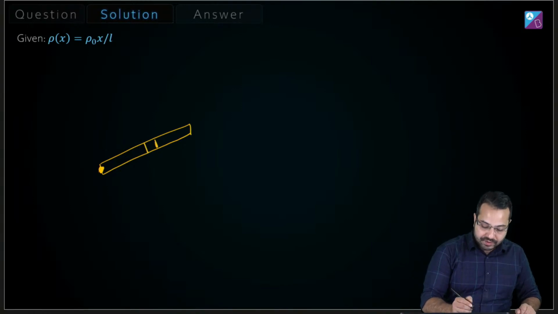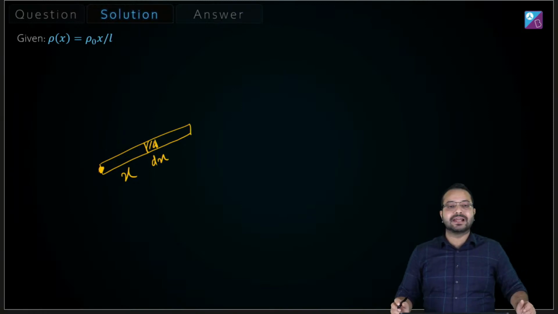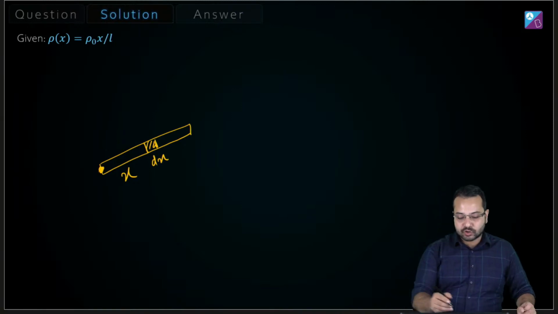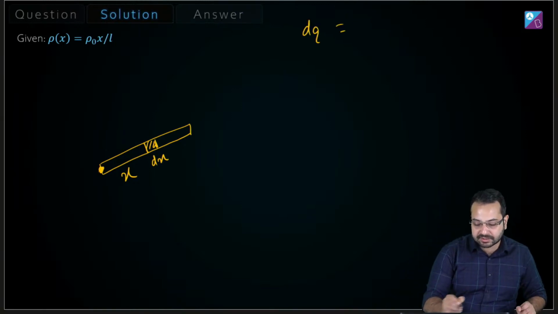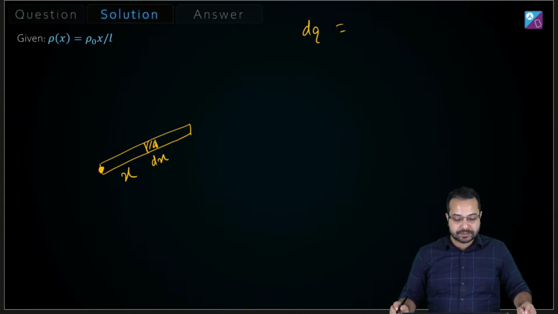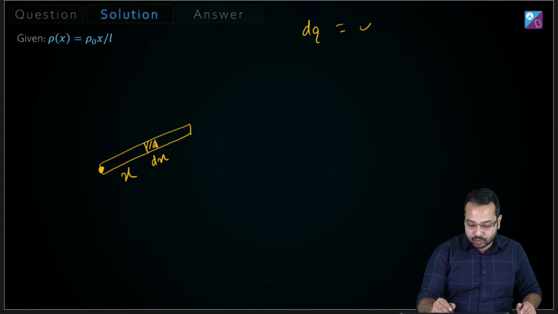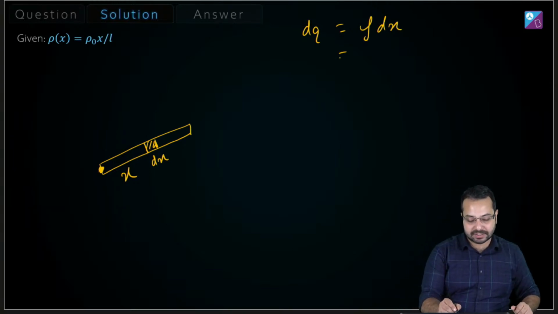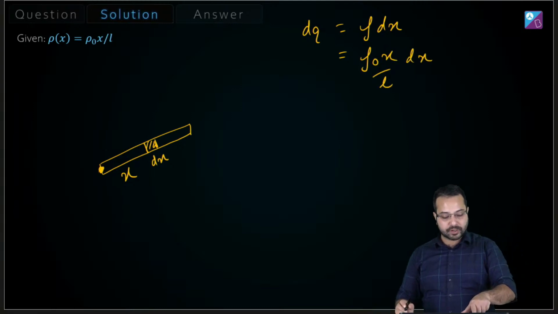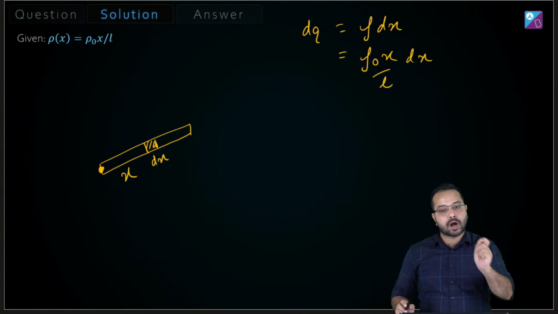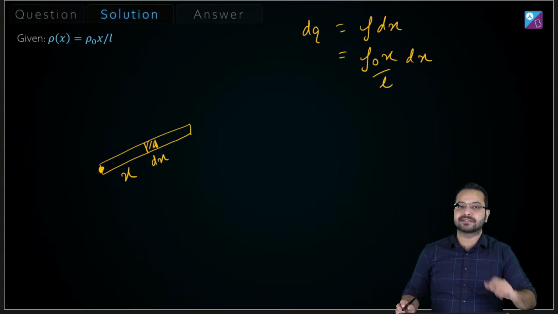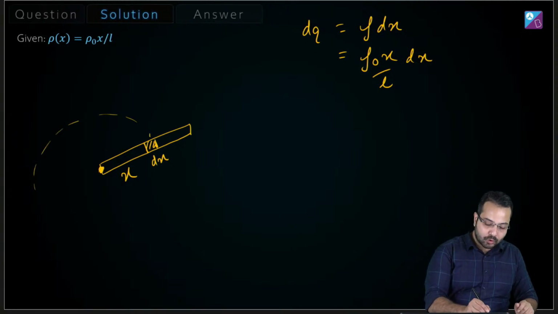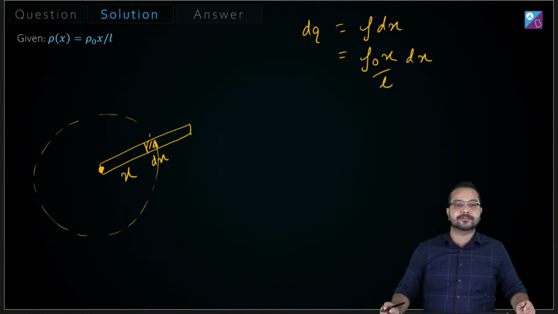So at a distance x, I'm going to take a small length dx. What will be the charge on this small length? The charge, which I'm calling dq, is going to be rho into dx. Do you agree? The charge per unit length multiplied by the length. So this becomes rho naught x by L multiplied by dx. This small length of the rod has some charge, and it is going to rotate in a circle of radius x.